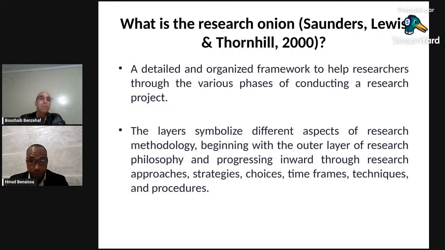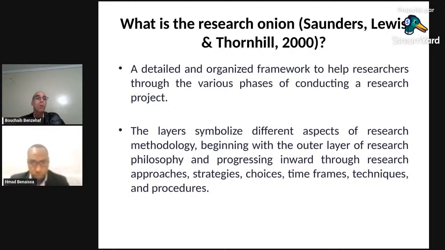What is the research onion now, developed by Saunders, Lewis, and Thornhill? The research onion has been defined as a detailed and organized framework to help researchers through the various phases of conducting a research project. It has different layers, and these layers symbolize different aspects of research methodology, beginning with the outer layer of research philosophy and progressing inward through research approaches, strategies, choices, timeframes, techniques, and procedures.